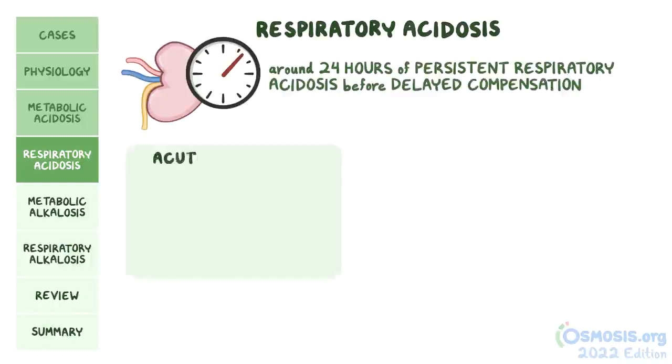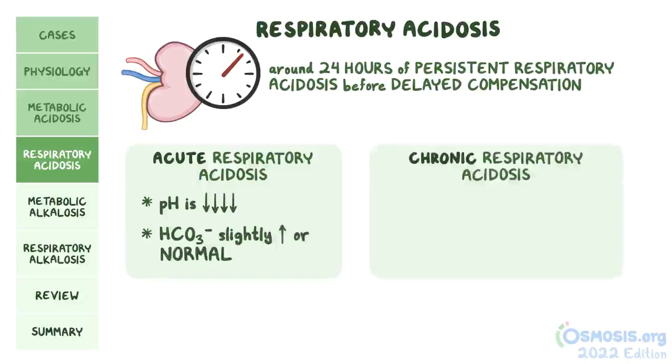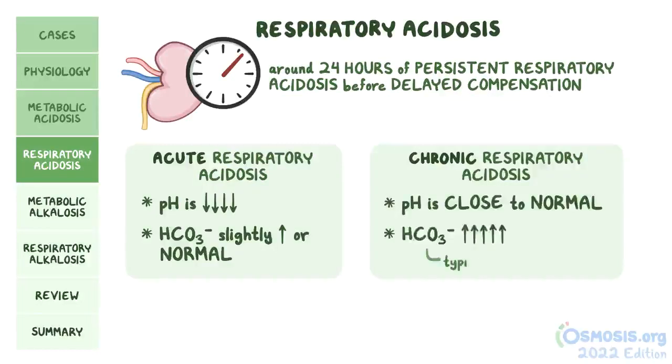This is why in acute respiratory acidosis, the pH is very low, while the bicarbonate ions are only slightly elevated or normal. In chronic respiratory acidosis, the kidneys can often compensate enough to bring the pH closer to the normal range, and there will be very elevated bicarbonate ions, typically over 30.